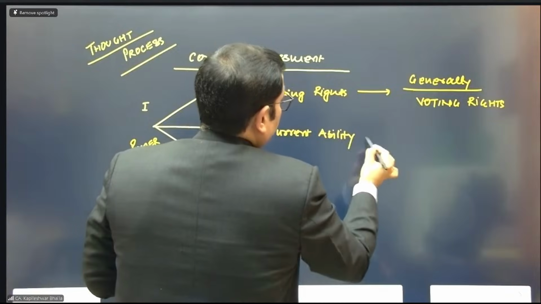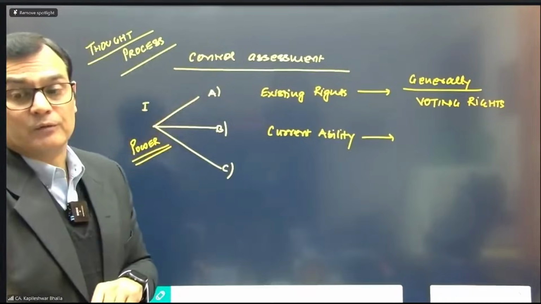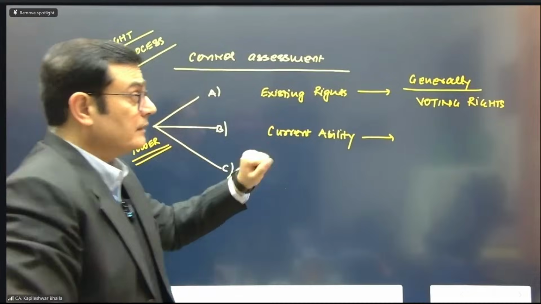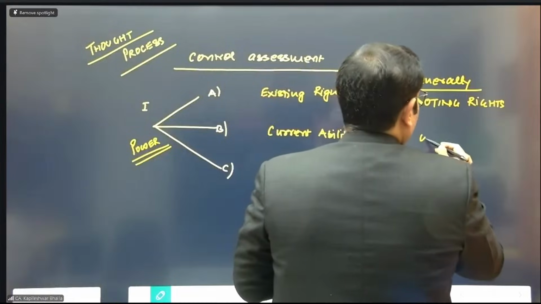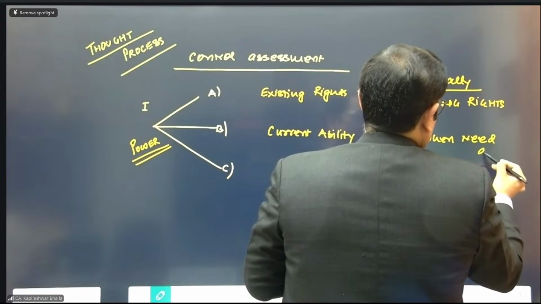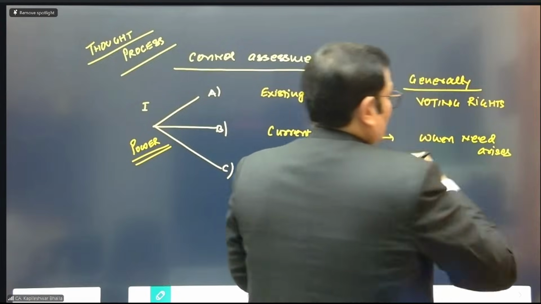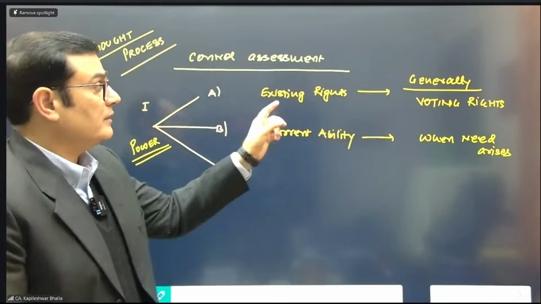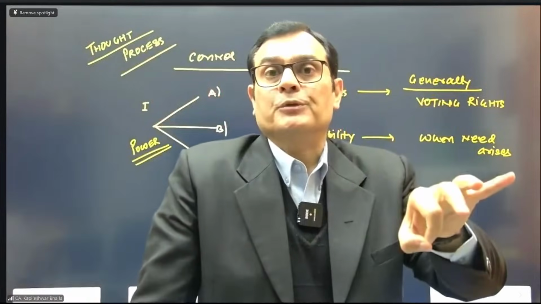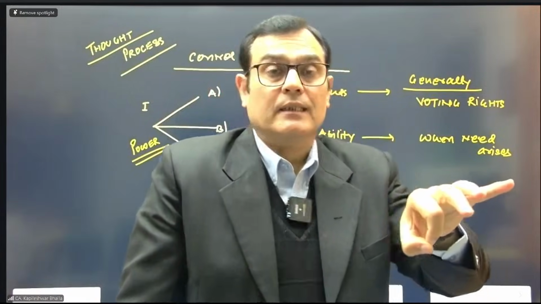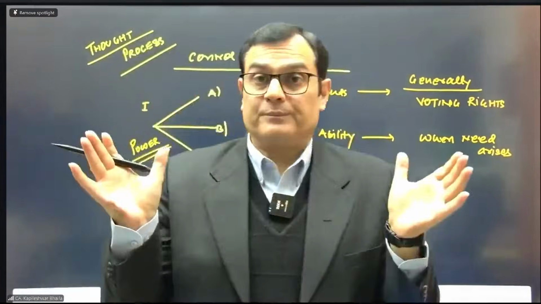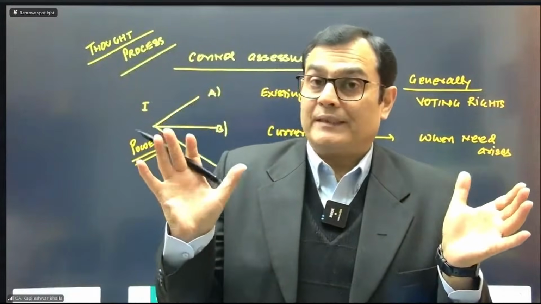The word current ability connotes it seems as of now, but it's not as of now. We will work upon this in detail. Current ability means when need arises. We will work in detail on existing rights. We'll dig deep into what are existing rights, and we'll dig deep into current ability. But as of now, I'm just giving you a framework. Existing right means voting rights.